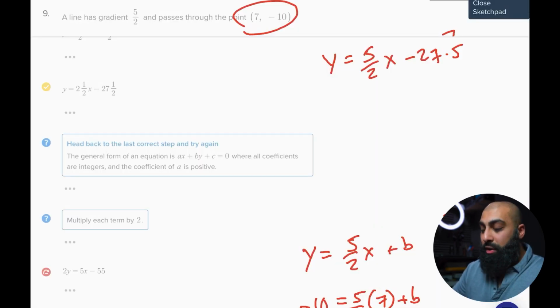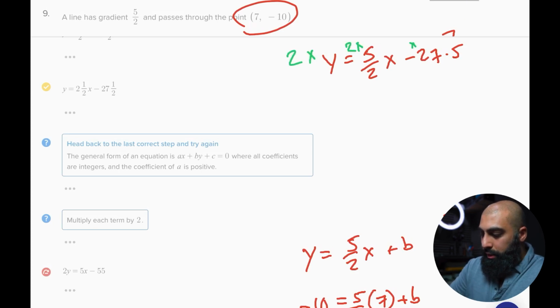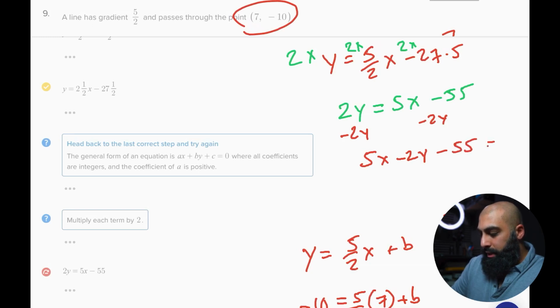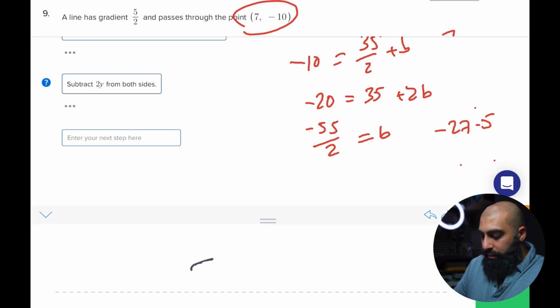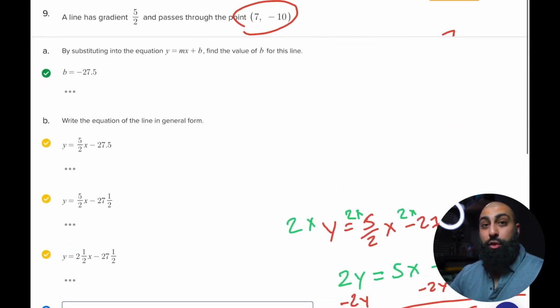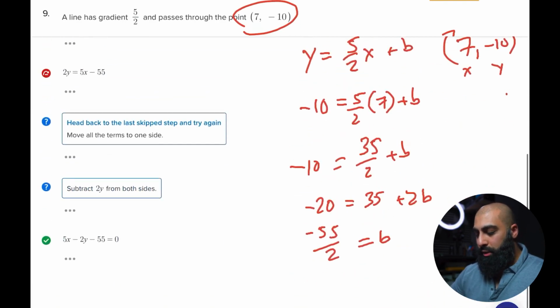So let's start by multiplying everything by 2 then. If I multiply everything by 2, times by 2, times by 2, times by 2, I would get 2y is equal to 5x minus 55. And then if I minus the 2y from both sides, I would get 5x minus 2y minus 55 is equal to 0. Okay? 5x minus 2y minus 55 equals 0. Okay, good. That was in general form. Okay, now let's move on to the last question then, question 10.